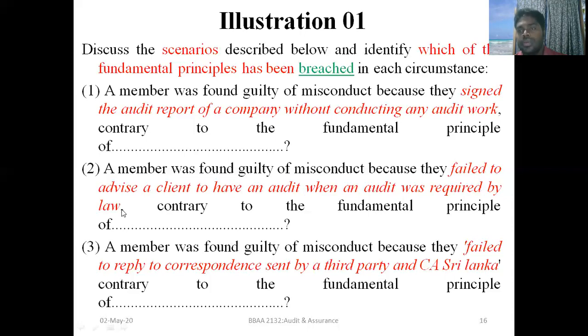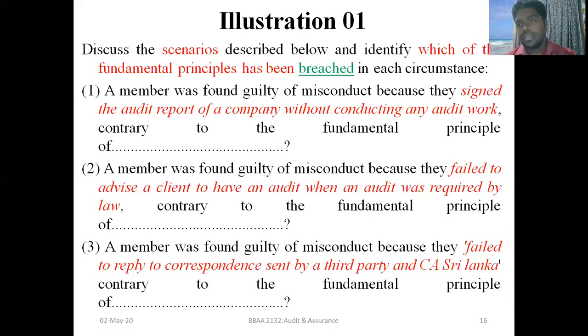You can assume you are the auditor. Definitely you may do the audit for a number of different companies, so you are the auditor of particular companies. But you failed to advise a particular client to have an audit, while as per the law, that client organization must do the audit, when an audit was required by law. As per the laws and regulations, a particular client company must do the audit. But here you failed to advise the company to do the audit. So it clearly indicates you are not competent.